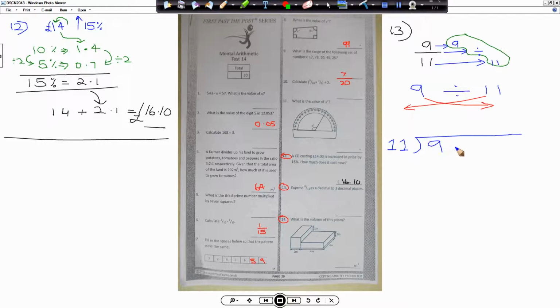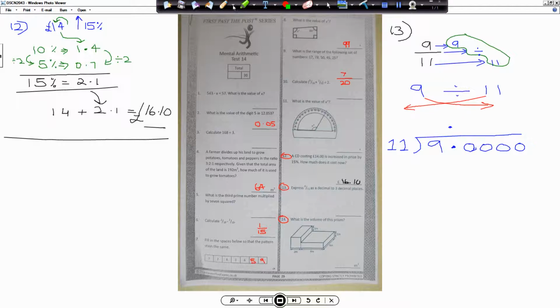And now you need to put a point. How many decimal places do they want us to do? What does the question say? 3 decimal places. So we need to do the question to 1, 2, 3, 4. I'll show you why we need to do 4. We need to do 4 in order to do 3. I'll show you why in a second. Watch.